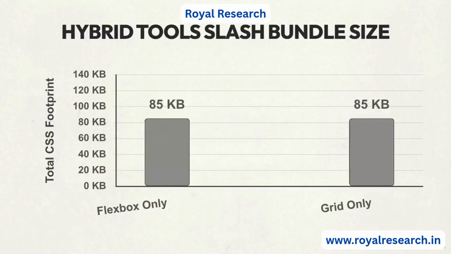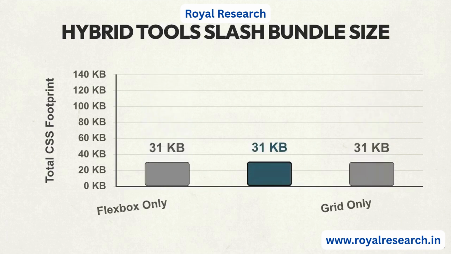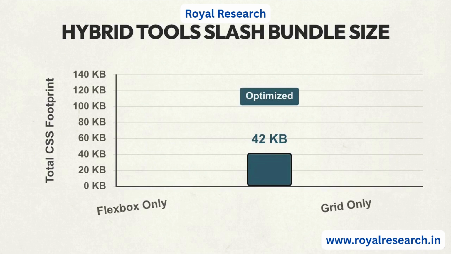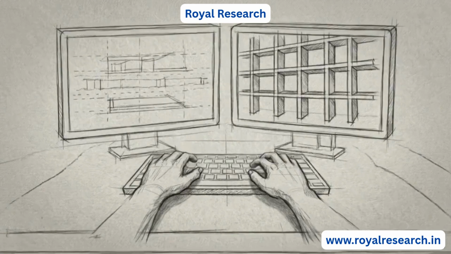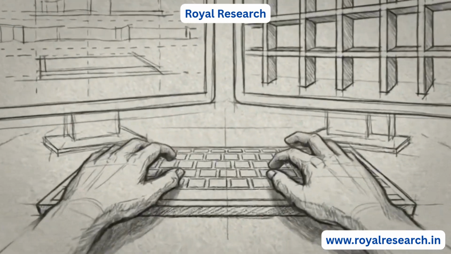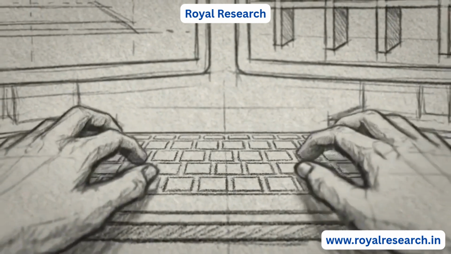For senior engineers, the data from the Royal Research Audit confirms that combining these tools reduces the overall CSS bundle size. Standardizing this macro to micro division improves codebase readability, making complex applications easier for large teams to maintain. A master developer identifies the precise architectural moment to switch tools, rather than forcing a single model to solve every problem.